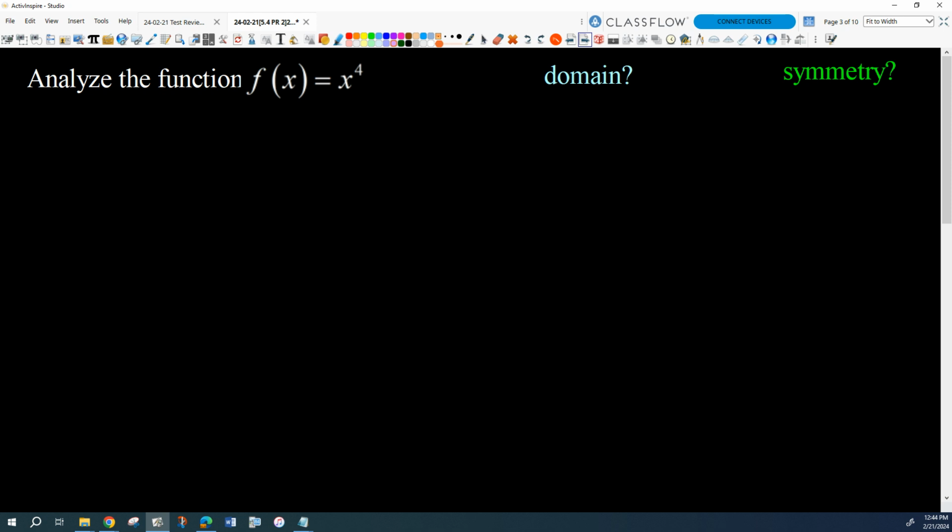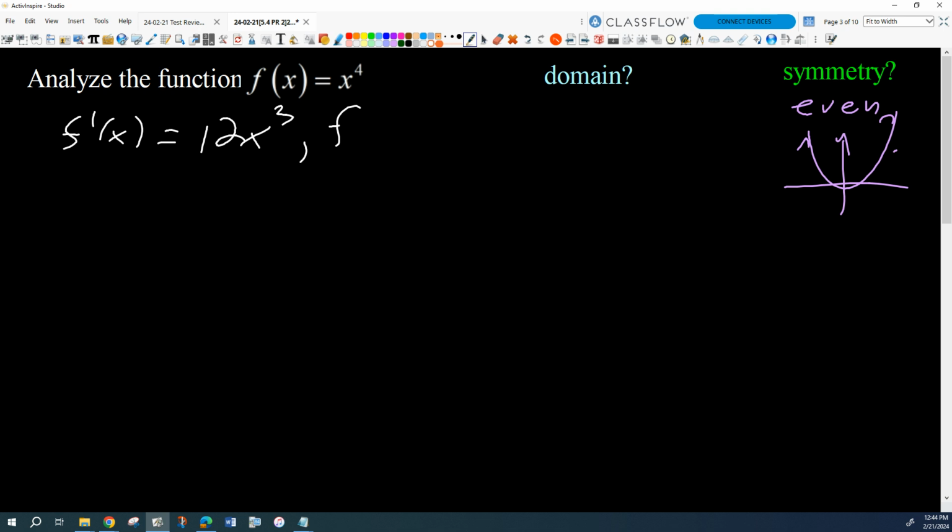Okay, how about same thing with x to the fourth? Well, we know what x to the fourth looks like. It's just a flattened out parabola, right? So we know it's got even symmetry, and we know what it looks like. It kind of looks like that, right? With just a little square or base on it. But again, let's just show that on our table. So f prime, what's that, 12x cubed, f double prime, 36x squared.